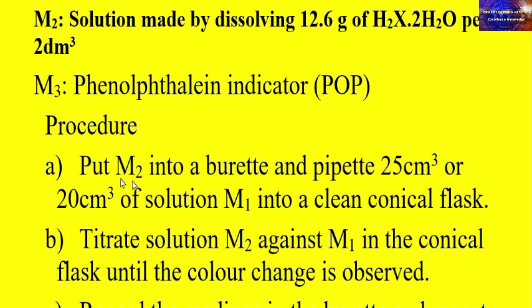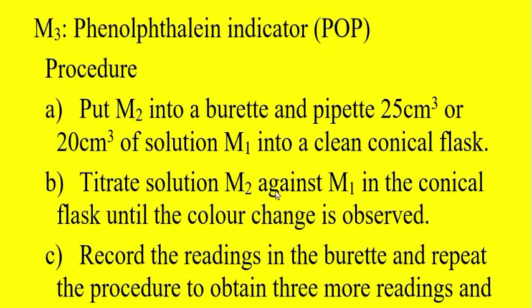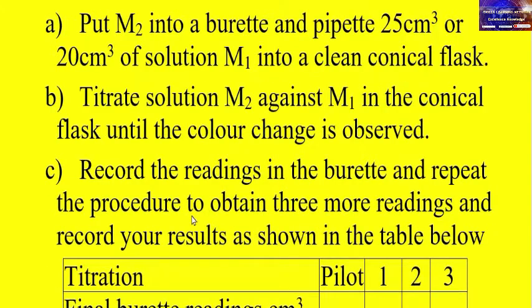Procedure number 1: put solution M2 into a burette and pipette 25 ml of solution M1, which is the base, into a clean conical flask. Procedure number 2: titrate solution M2 against solution M1 in the conical flask until the color change is observed. Procedure number 3: record the readings in the burette and repeat the procedure to obtain 3 readings, and record your results as shown in the table below.